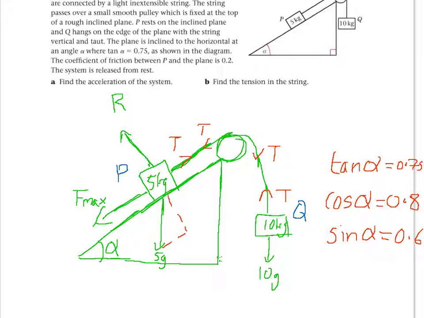So remember, this bit here is the theta. So, the part here is going to be the sine, so it's going to be 5g times 0.6, and this part here is going to be 5g times cos theta, which is 0.8. One more piece of information we're told is that the coefficient of friction is equal to 0.2.